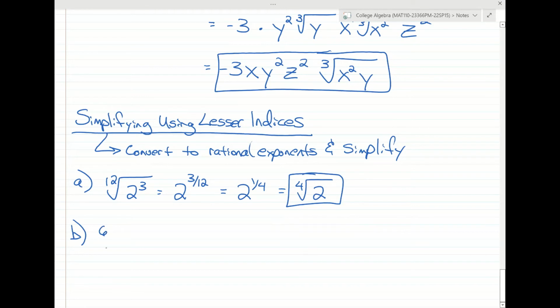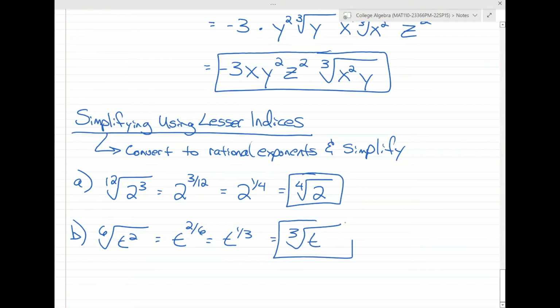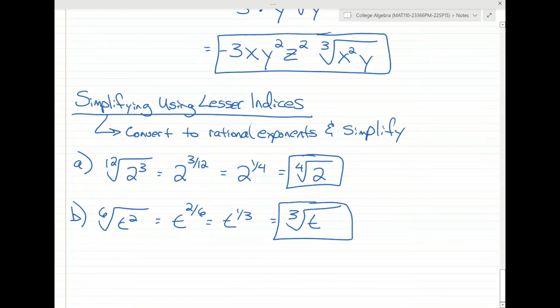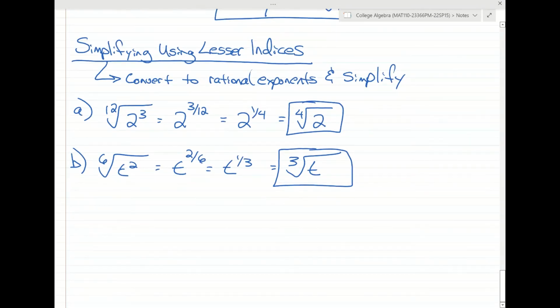If we had the 6th root of t to the second, we could just write this t to the 2 over 6, or t to the 1/3, which in simplified form would be the cube root of t. Just to keep you on your toes a little bit, the 6th root of t to the 10th. Technically, you could write t 10 times and then take out a group of 6.